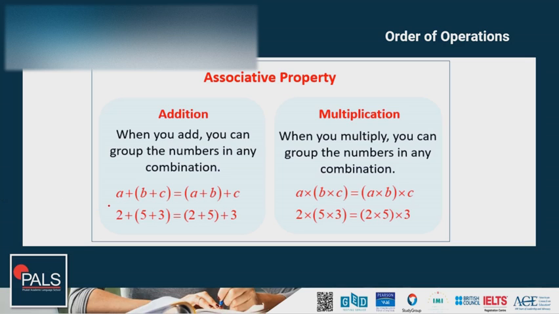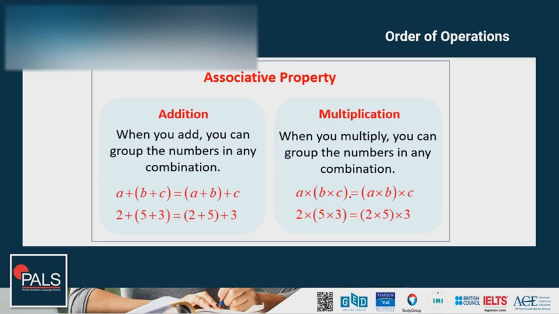Okay, so I want you to look at the rules as shown below. See, we have A plus B plus C. If you work out B plus C first, and then A, you will have the same answer as if you work out A plus B first, then add C. As you can see, you can add 5 plus 3 is 8, then plus 2 is 10. If you start with 2 plus 5, 7, and then plus 3, which is also 10. So the answer is just the same.